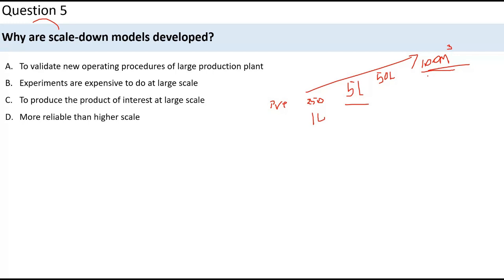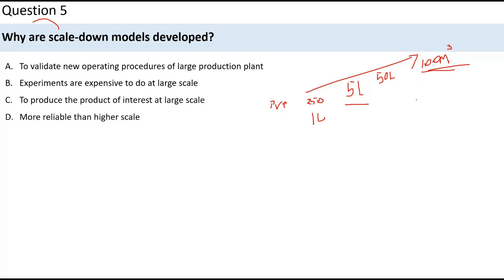For example, you have 10 parameters to check on and you can't do one factor at a time in your 100 meter cube reactor, where a lot of time is wasted, as well as energy, manpower, and everything. So experiments can't be done in the large scale.